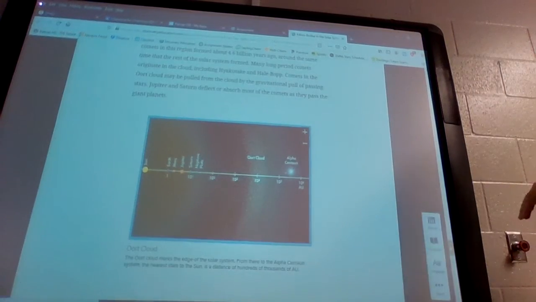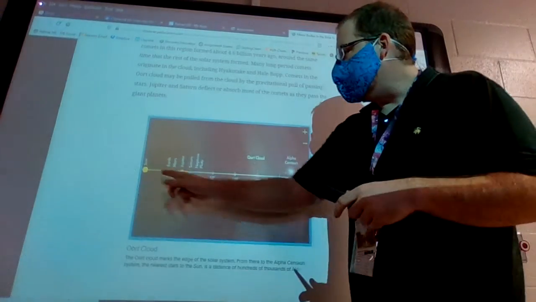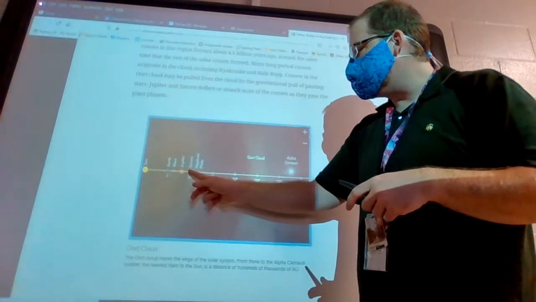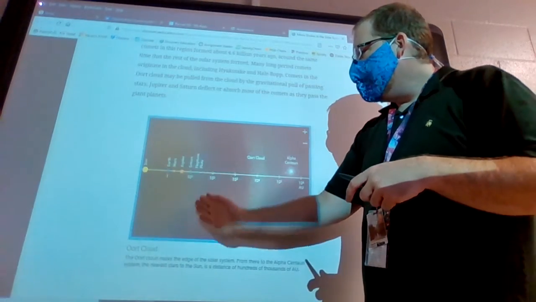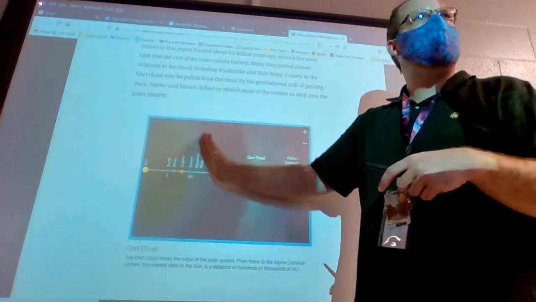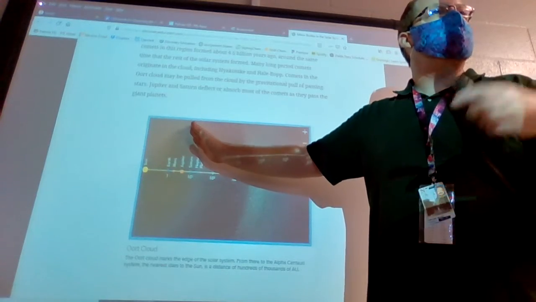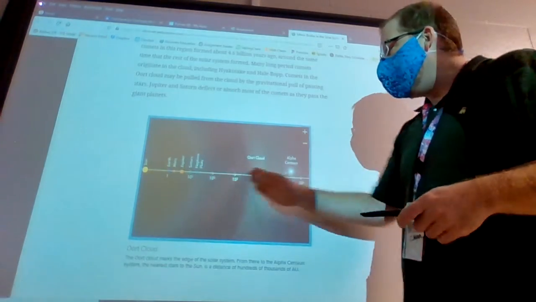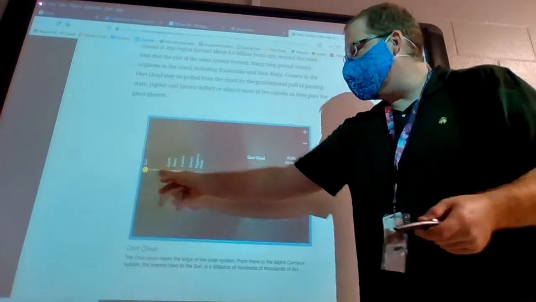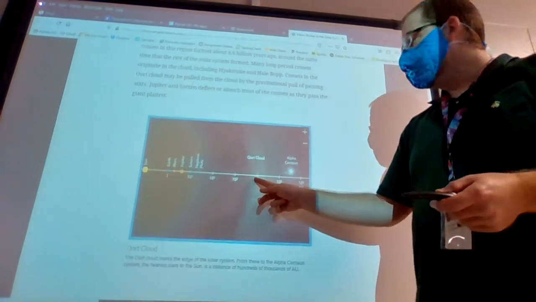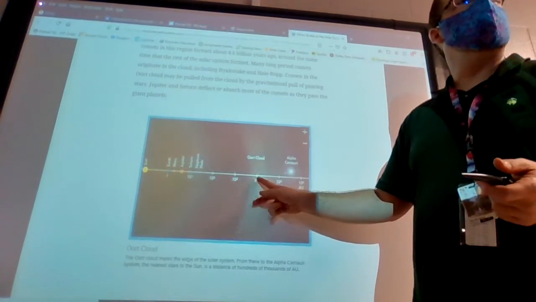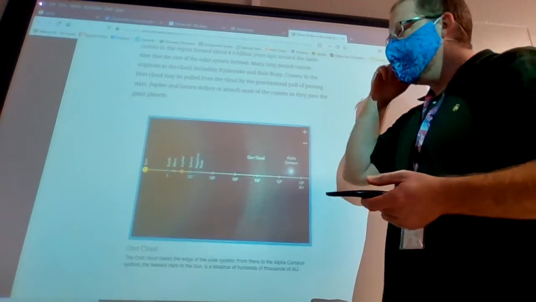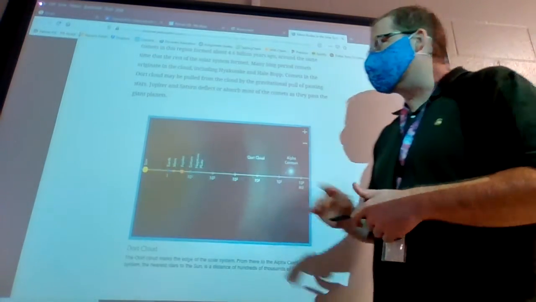Here's an example. Well, I tried to turn the lights out even more. So here's the sun, Earth, Mars, Jupiter, Saturn, Neptune, Pluto. Right here around Neptune and Pluto is the Kuiper Belt, which is where Pluto is. Way out here, more than double the distance of Pluto, is the Oort cloud. So the Oort cloud is very, very far out, and this is where a lot of our comets come from.